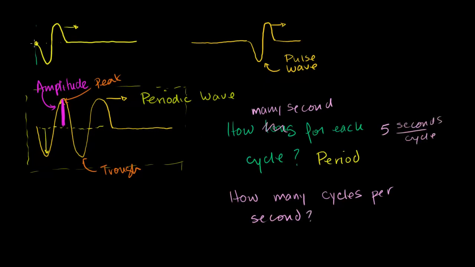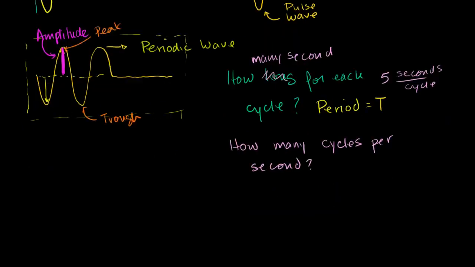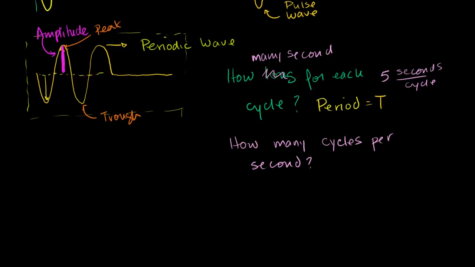Not how long, how many seconds does it take for me to go up, down, and back again. We're saying in each second, how many times am I going up, down, back again? So how many cycles per second, that's the inverse of period. So period, the notation is normally a big capital T for period. This is frequency.